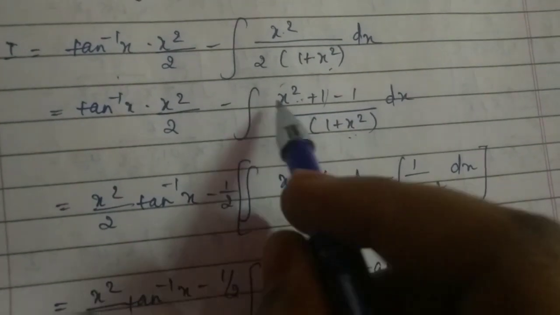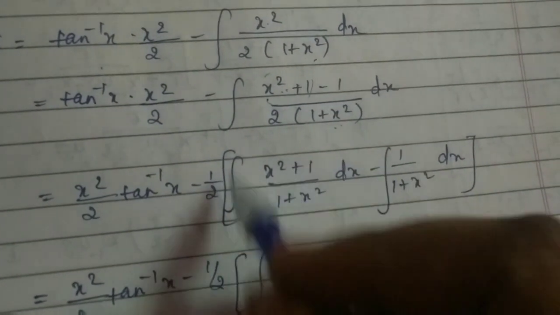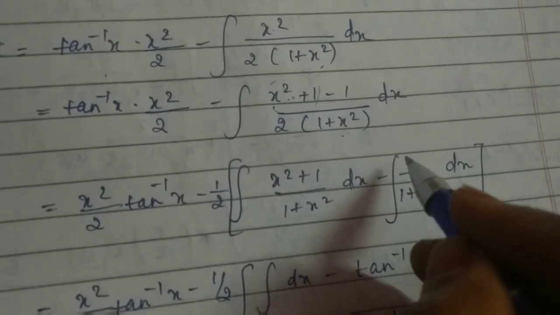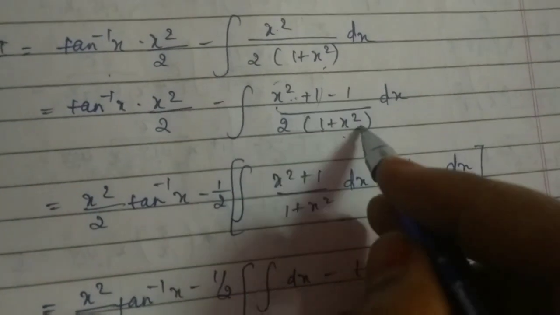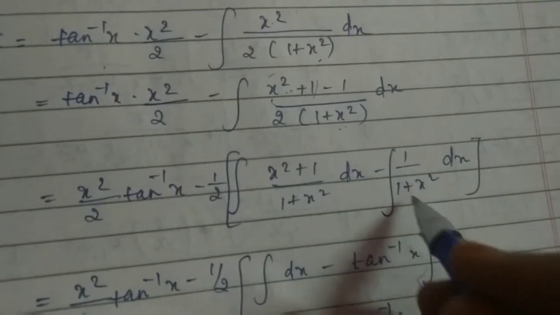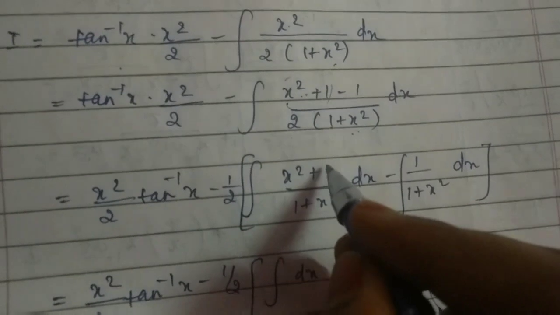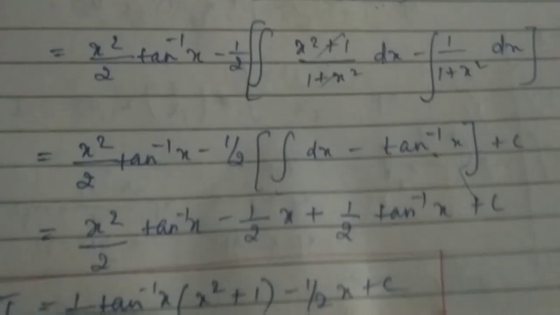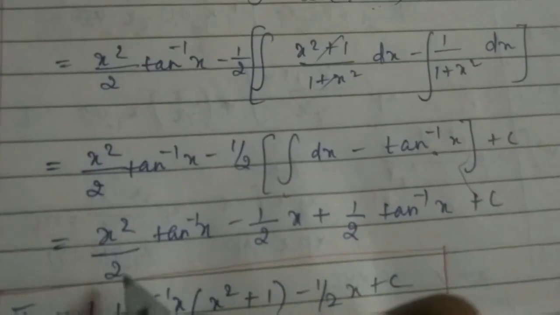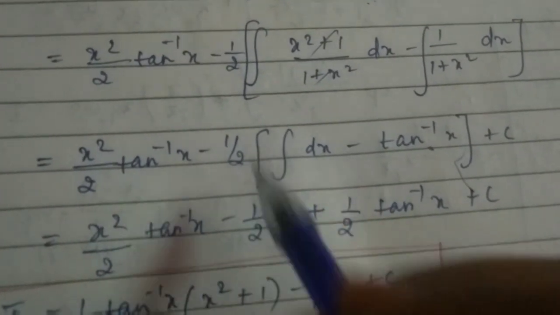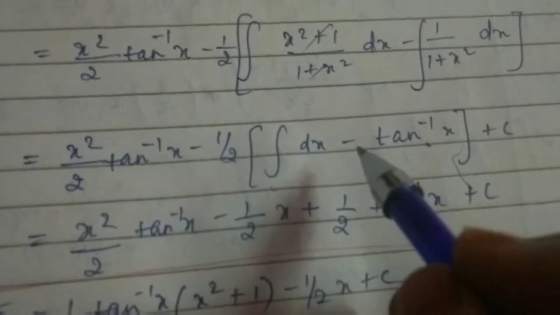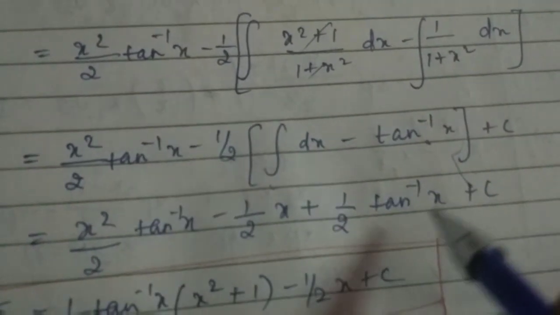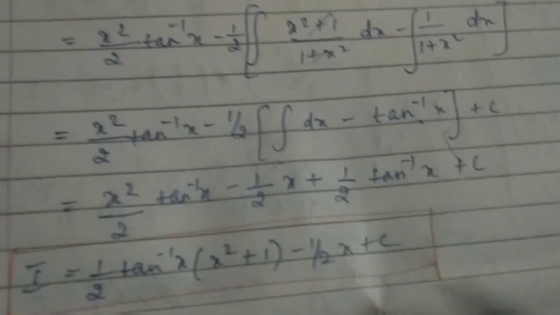This minus sign is common for both, so I have given a bracket. This bracket is also very important. Integral of 1 by 1 plus x squared dx, what is this? This is tan inverse of x. Now this 2 will get cancelled, so you will get integral of dx. Integral of dx is nothing but x. So x squared by 2 into tan inverse of x minus half into x, minus into minus will become plus, half into tan inverse of x plus c. That is the value of the integral. Always highlight the answer with pencil.